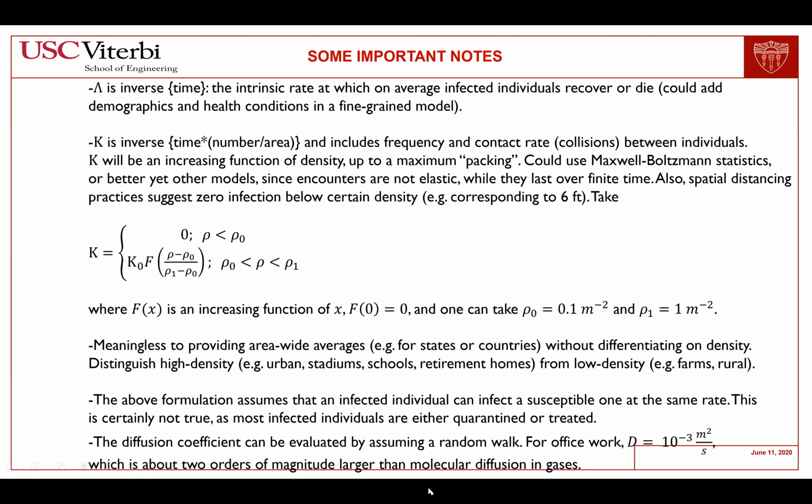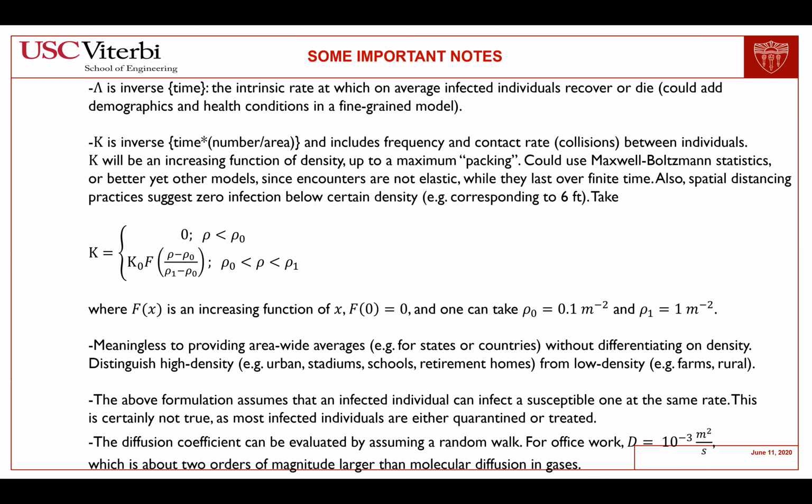Also, we made an attempt to evaluate the diffusion coefficient. Let's say if you go to work in an office and you spend the day there doing random walks around your office, we estimated that the diffusion coefficient is about 10 to the minus 3 meters squared per second, which is, assuming that you do maybe on average about 6 meters of distance around the place where you work.